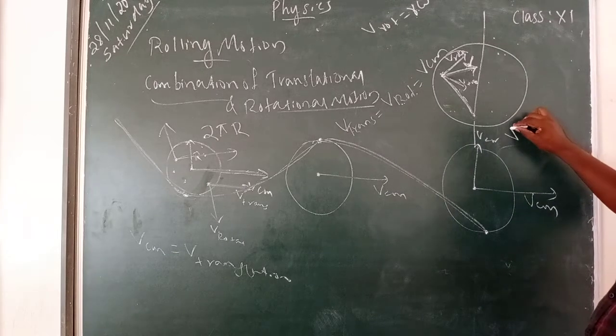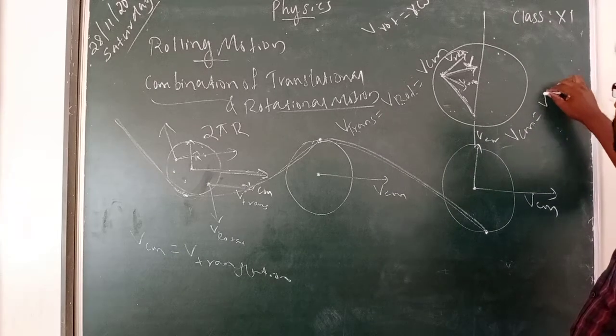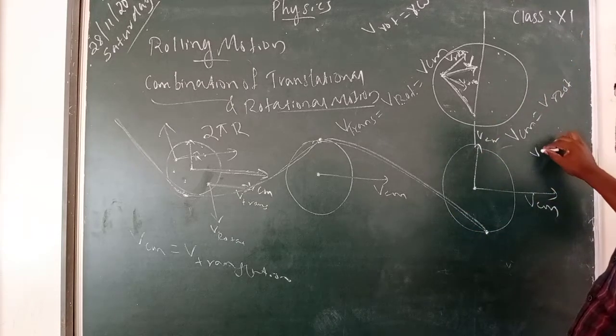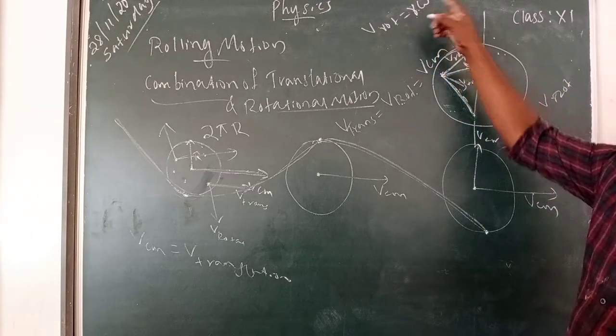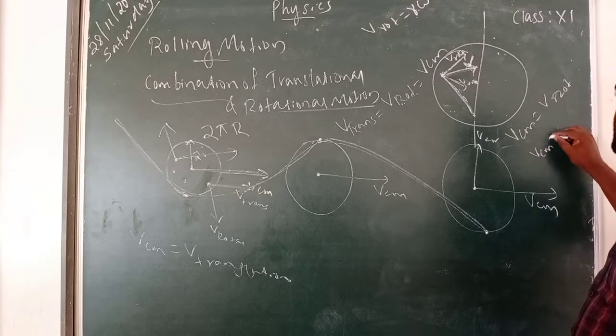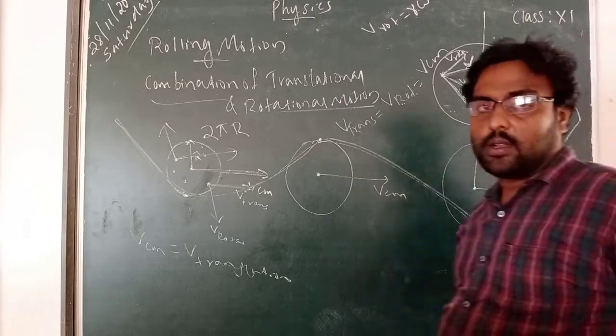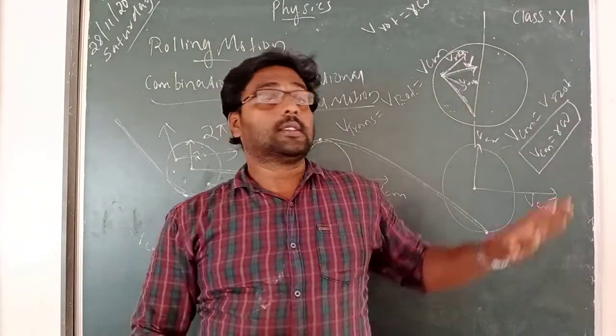So VCM is equal to V rotation. Also you can write, so what V rotation means, R omega. So VCM is equal to R omega. This is the final thing. This is our conclusion.